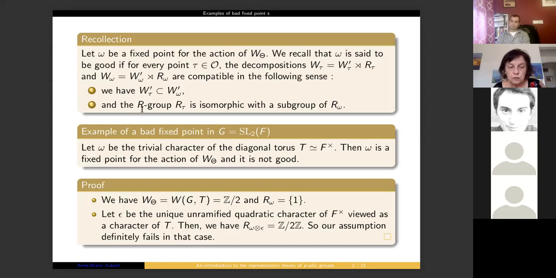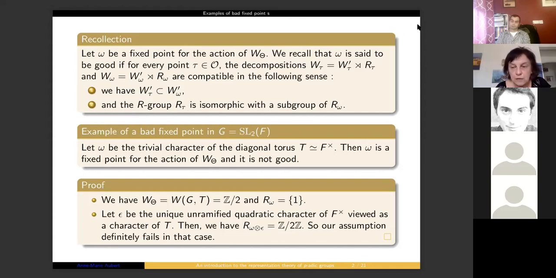The Weyl group attached to omega is the biggest one. It contains all the other Weyl groups of the representations in the orbit, and something quite similar holds for the R group, but a bit weaker. The R group of any other element in the orbit is isomorphic to a subgroup of the R group of omega. So here is an example.